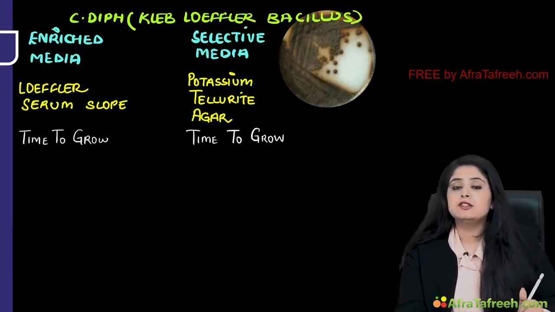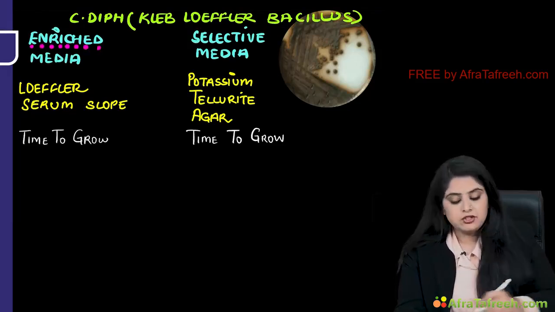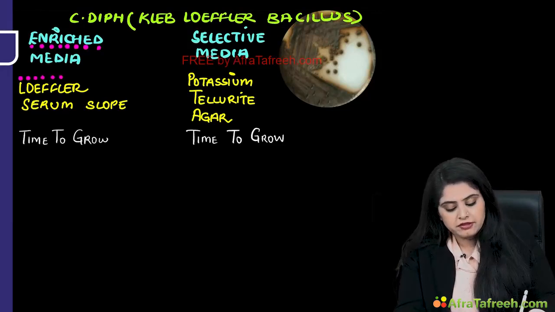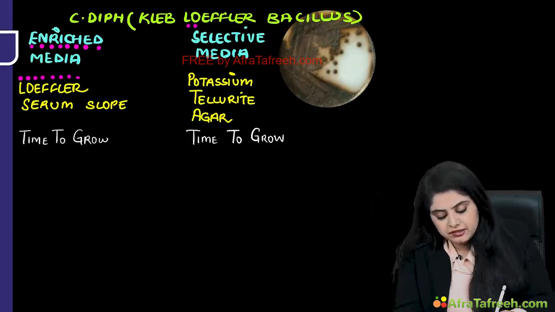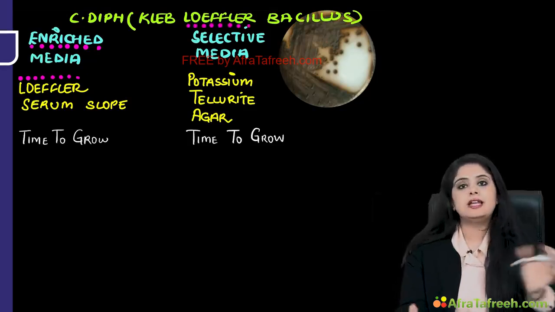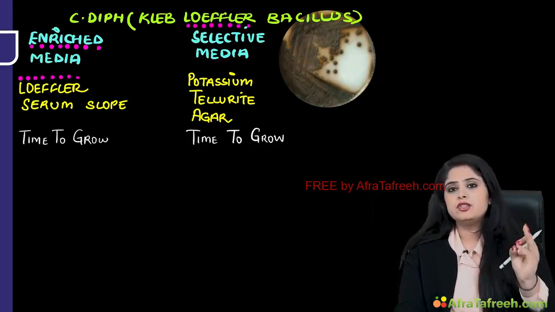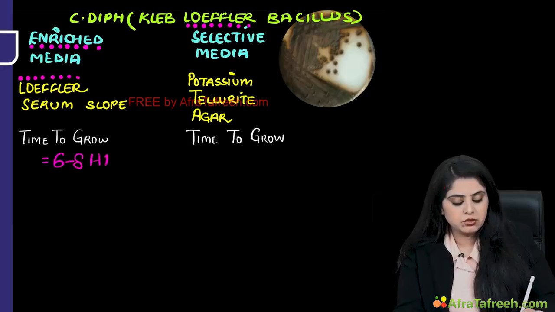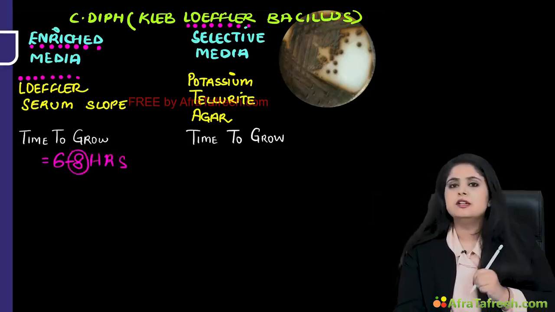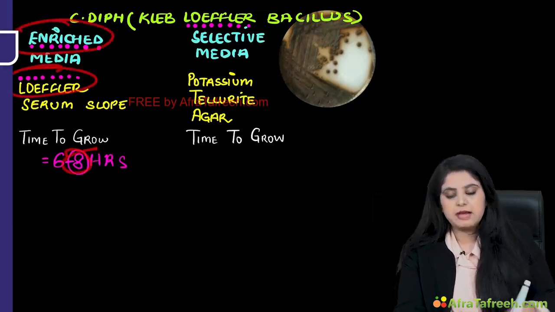Meaning, if I ask you what is the enriched media, guys, enriched has how many alphabets? 1, 2, 3, 4, 5, 6, 7, 8. Loeffler is the name of the organism. Loeffler is the name of the media. Life is simple. Okay, so Loeffler serum slope. Why am I counting 8? Enriched has 8 alphabets. Loeffler has 8 alphabets. So the time to grow on this media is also going to be somewhere around 8 hours. 6 to 8 hours. Simple. So this has 8 alphabets. This also has 8 alphabets, and the time to grow is 8 hours.